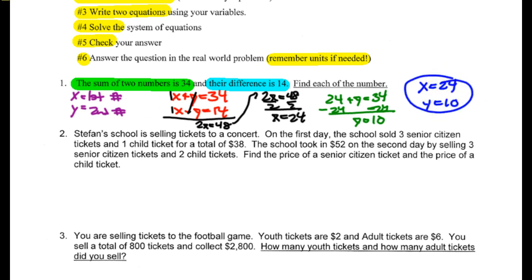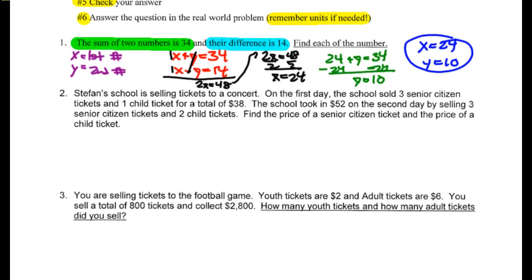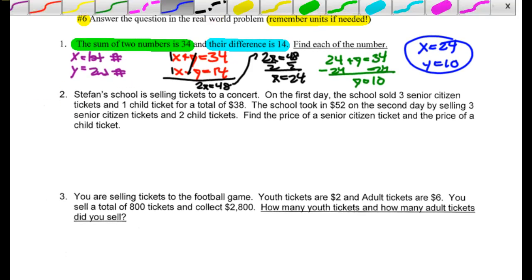Alright, next one. This one says Stefan's school is selling tickets to a concert. On the first day, the school sold 3 senior citizen tickets and 1 child ticket for a total of $38. The school took in $52 on the second day by selling 3 senior citizen tickets and 2 child tickets. Find the price of a senior citizen ticket and the price of a child ticket.